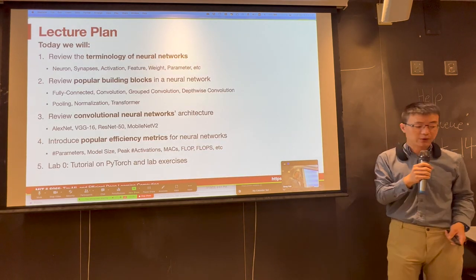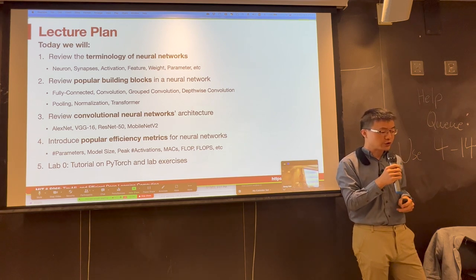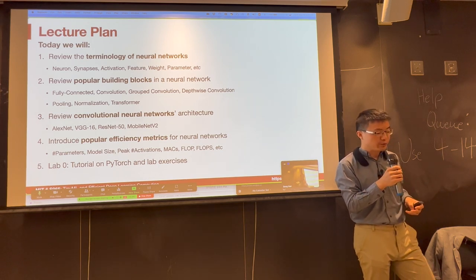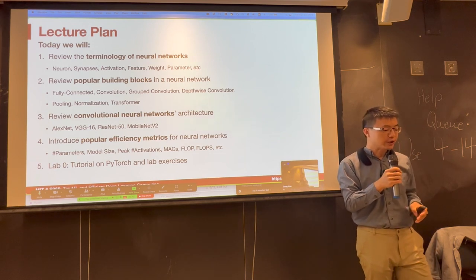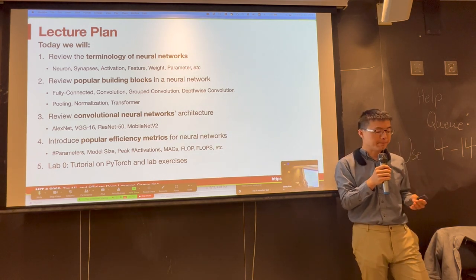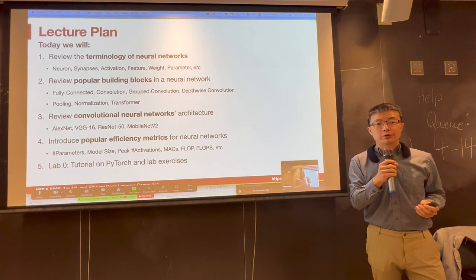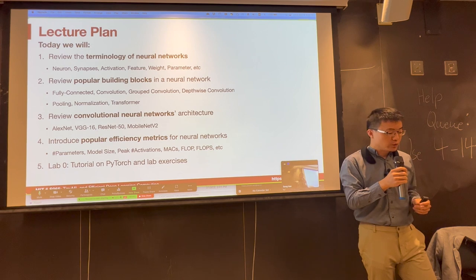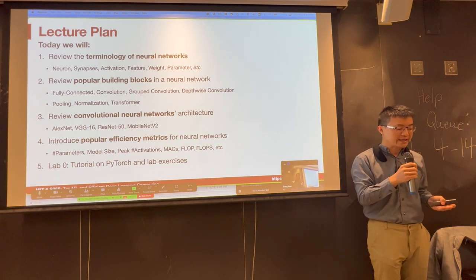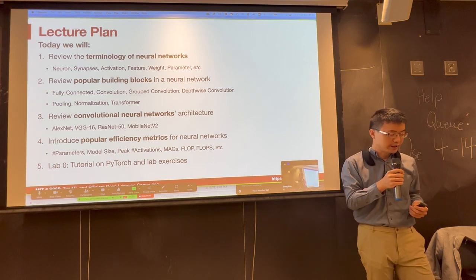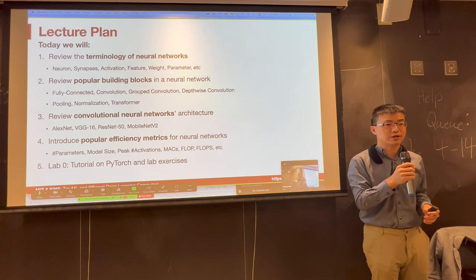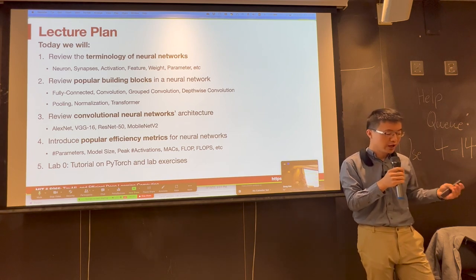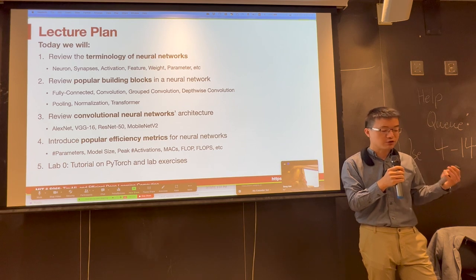So in this lecture, we will first review the terminologies of neural nets: neurons, synapses, activation, features, weight, parameter. Then we review popular building blocks in a neural net, including the fully connected layer, convolution layer, grouped convolution, depth-wise convolution. We also talk about pooling layers, normalization layers, and also transformers. Next, we will review convolutional neural net architectures, including AlexNet, VGG, ResNet 50, and MobileNet V2. Next, we'll introduce popular efficiency metrics: what is considered a small, compact, and low-cost neural network, including the number of parameters, the model size, peak activation size, the max, the FLOP, and FLOPS.